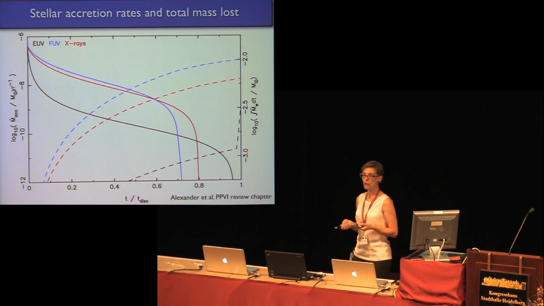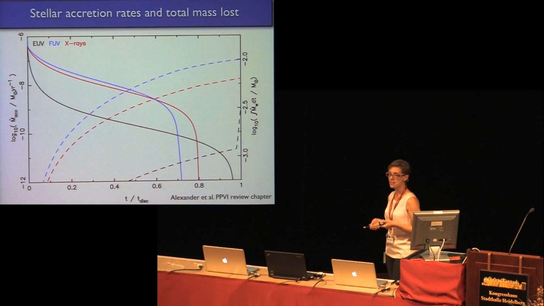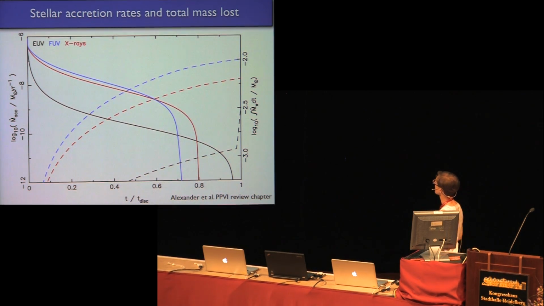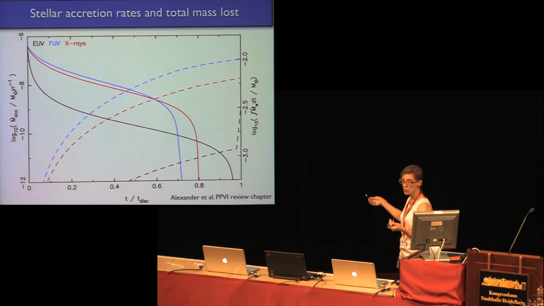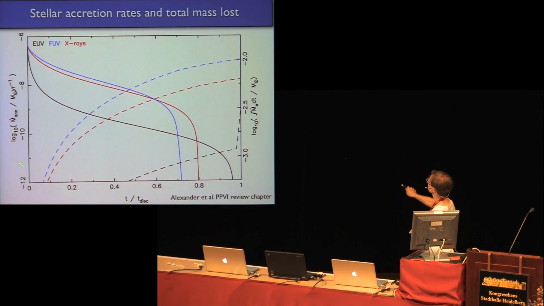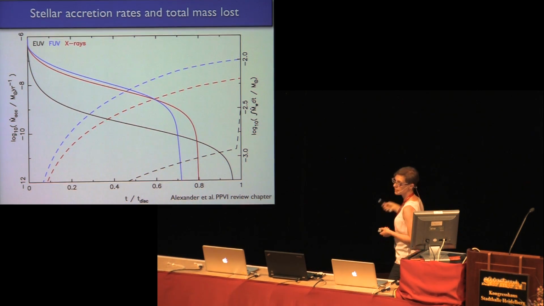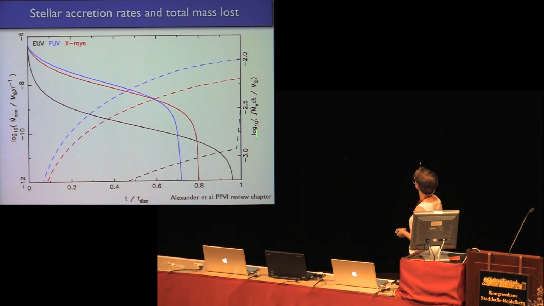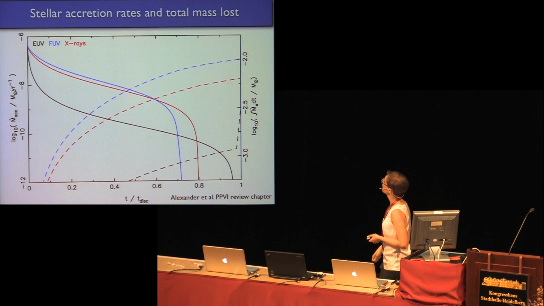Then the other obvious difference is the total mass that is lost through the disk lifetime. And this is shown in a dashed line here. So you should look on this side of the y-axis. So the mass loss rates for X-rays and FUV are 1 or even 2 orders of magnitude higher than in the case of the EUV. So if you integrate then over the disk lifetime, the mass that is lost is of course 1 or even more orders of magnitude higher than in the case of the EUV only.